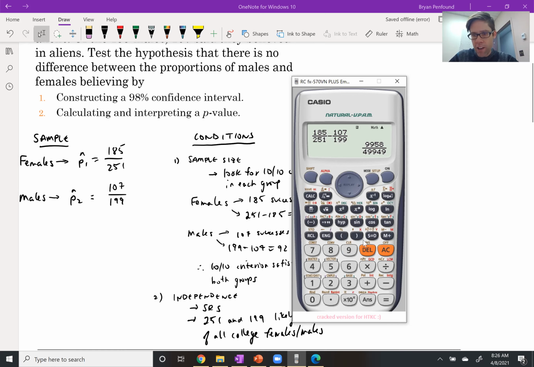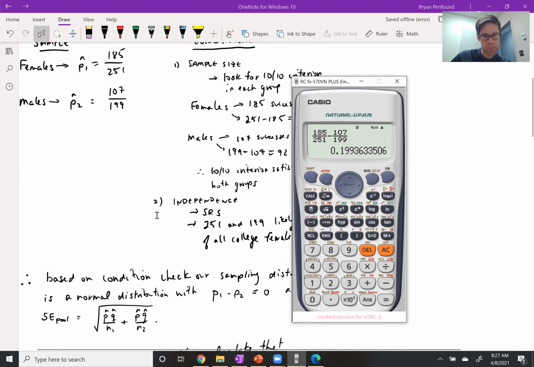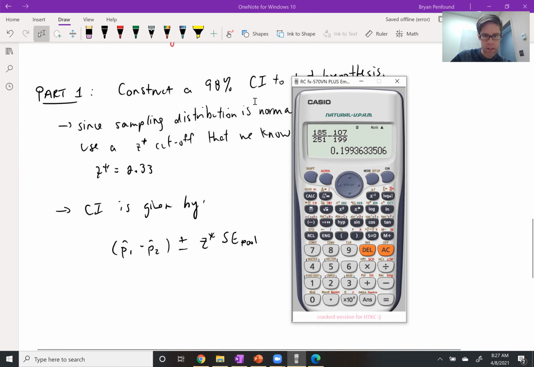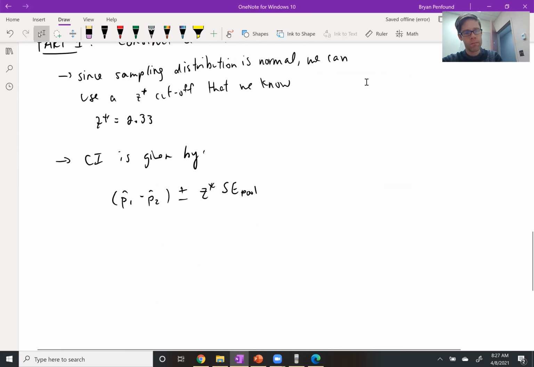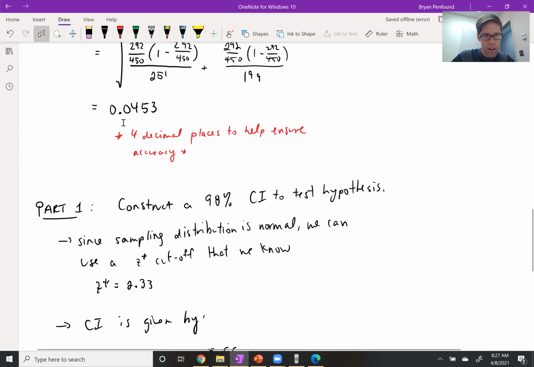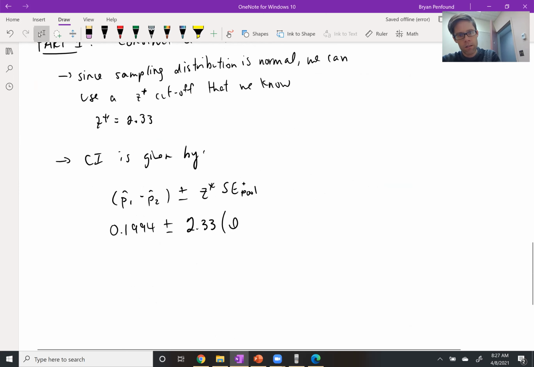Okay, it is going to give us a fraction. I think we're about ready to get a decimal approximation, so let's take 4 decimal places. We're going to take 0.1994 as our difference, plus or minus our Z cutoff number, which was 2.33. And we calculated the standard error to 4 decimal places, 0.453.